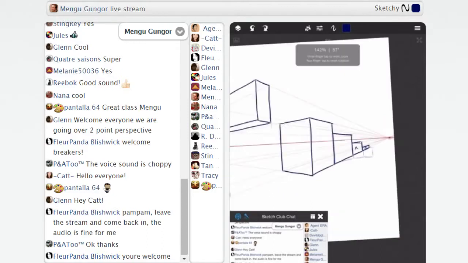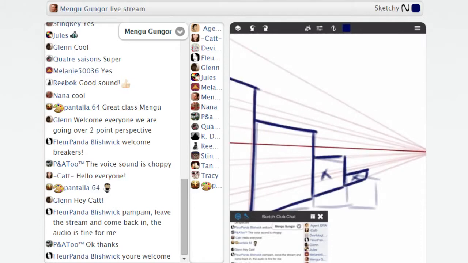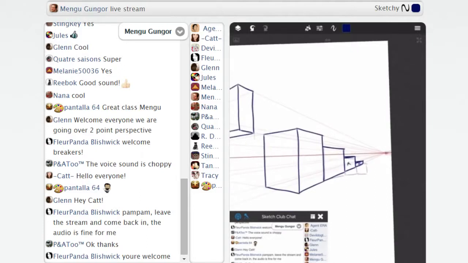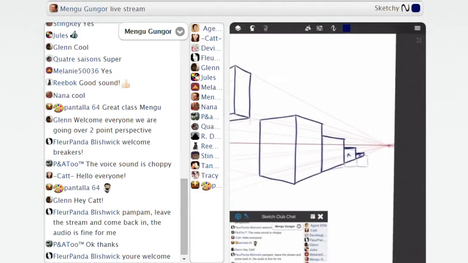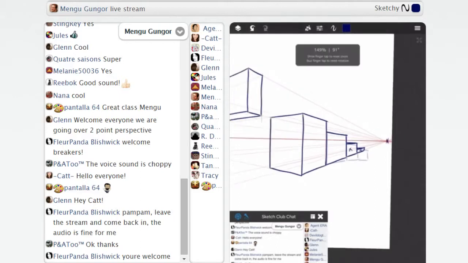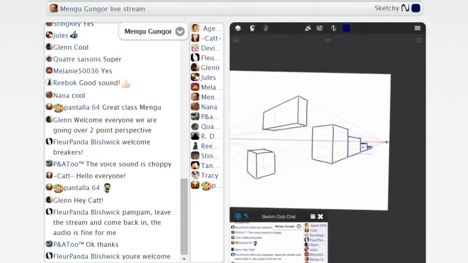Now, I'm not going to bother drawing another guideline that's going all the way back to there. So it's pretty close to horizontal, so I'm just going to eyeball it and draw something that's pretty close to horizontal here. And that is more of what those boxes, buildings, whatever we want to call them, maybe steps, would look like based on the horizon line and the vanishing point that we have selected.